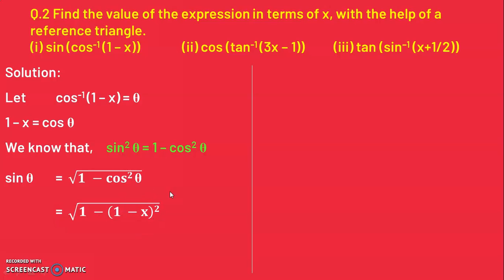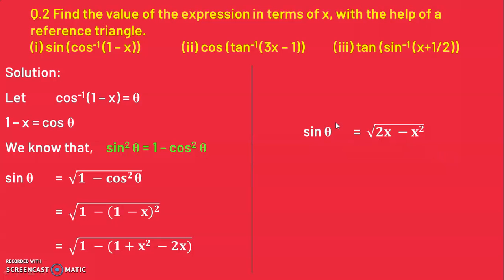This is in the (a minus b) the whole square form, so we can expand it: a square is 1, plus b square is x square, minus 2ab is 2x. So 1 plus x square minus 2x, so the 1 and minus 1 get cancelled, and the remaining terms will be x square minus 2x. Sorry, 2x minus x square, because the minus is multiplied with x square and 2x also. So minus x square plus 2x, that is 2x minus x square. So your sine theta is now the square root of 2x minus x square.